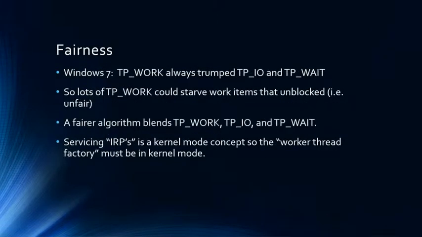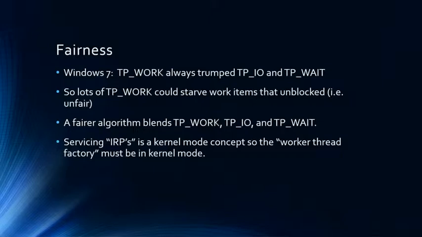However, in Windows 7, TP work always trumped TP IO and TP wait. TP work would run, and only when TP work was fully drained would TP IO and TP waits be able to run in the system. And so basically what we had in that generation was an unfair system. Work items could starve things that ended up with execution triggers of TP IO and TP wait.